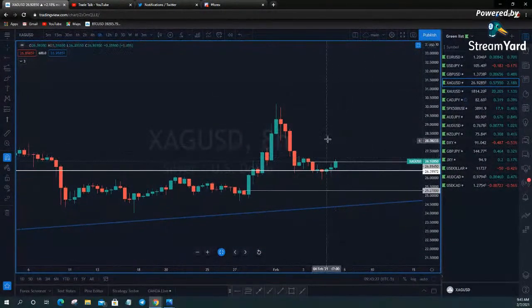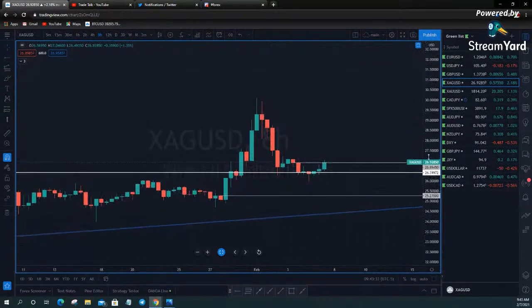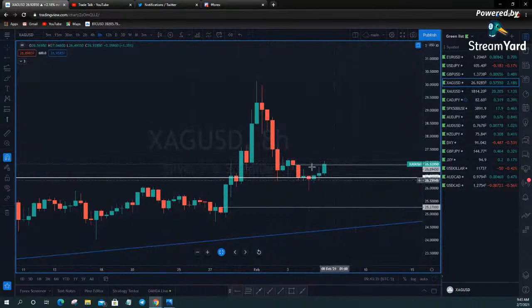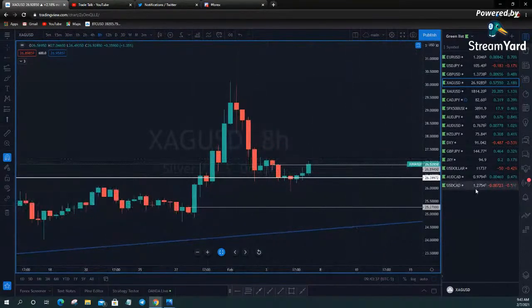I have calls a little less than a month out, and they are the $30 strike. So basically, I'm bullish on silver, looking for this to move higher. We will see if that happens.